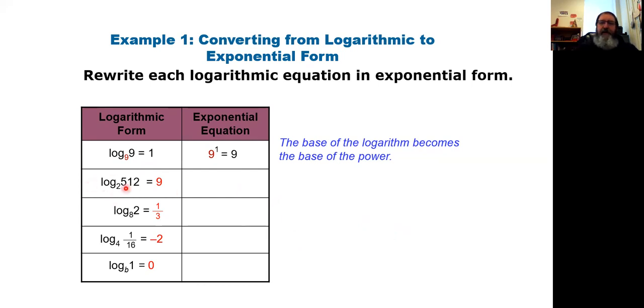Log base 2 of 512 equals 9. So that is 2 to the power of 9 equals 512. By the way, that's the answer to the question that we posed at the beginning of the video. How many times would I need to double my $1 bill before I had $512? 9 times. You might have thought it would need to be more than that, but it's not, just 9 times.